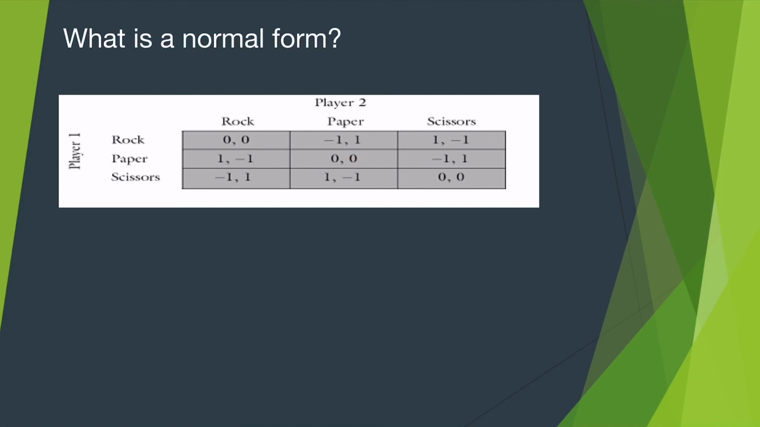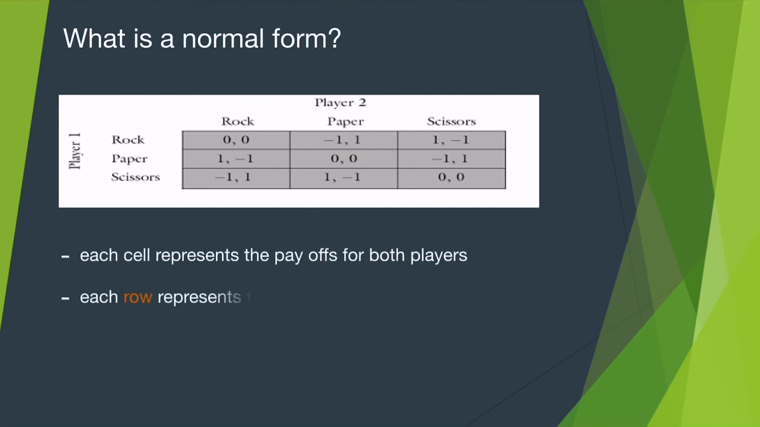Okay, as I mentioned, each row represents the choices of player 1, and each column represents the choices of player 2.